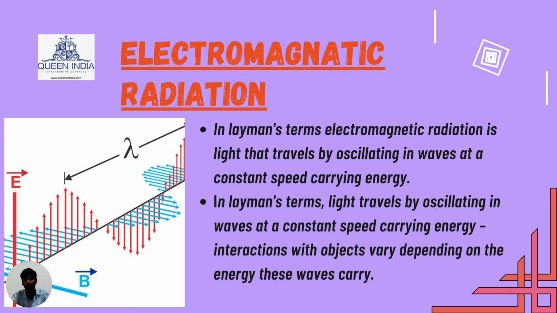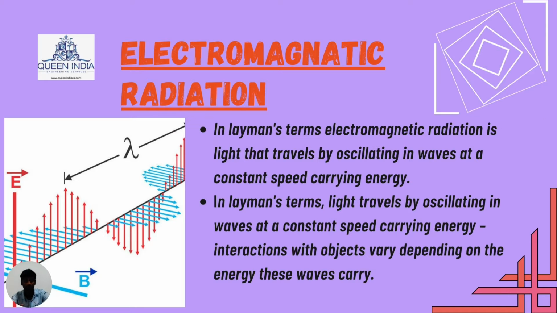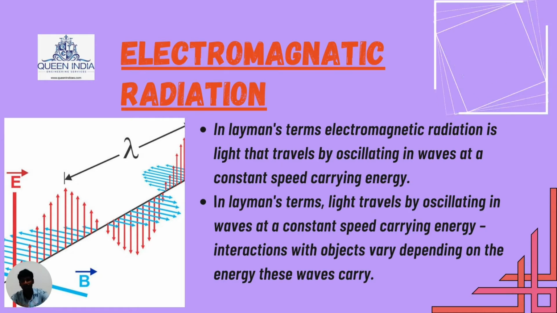Now, electromagnetic radiation, in layman's terms, is light travelling in oscillating waves at a constant speed, carrying energy, interacting with the object differently depending on the energy these waves carry.